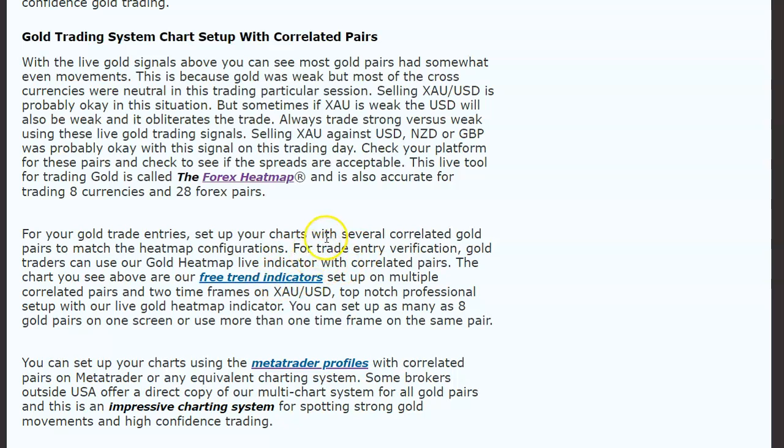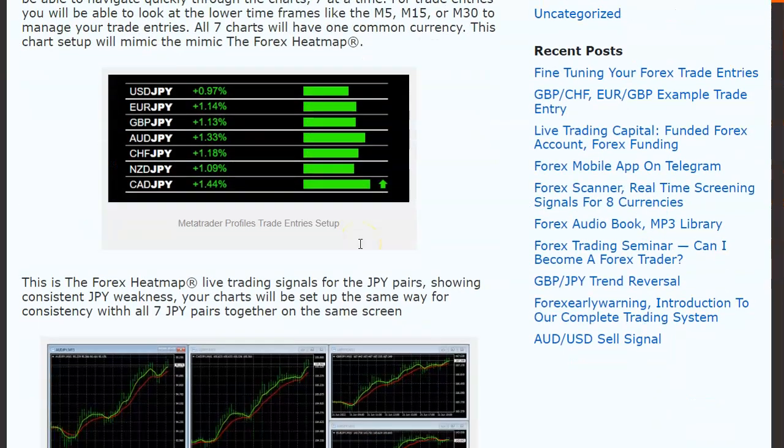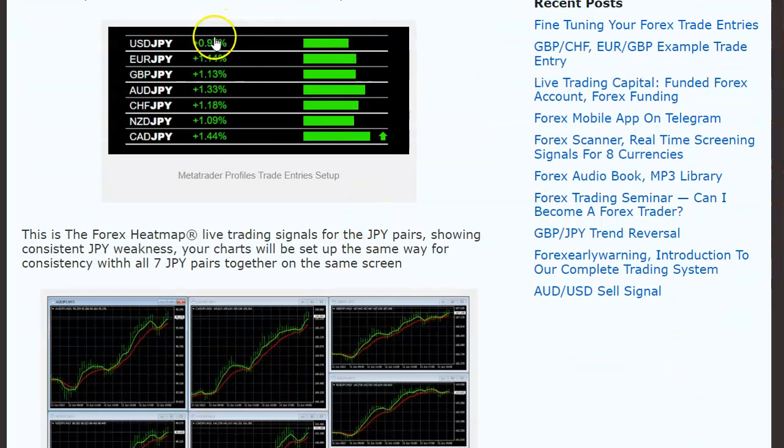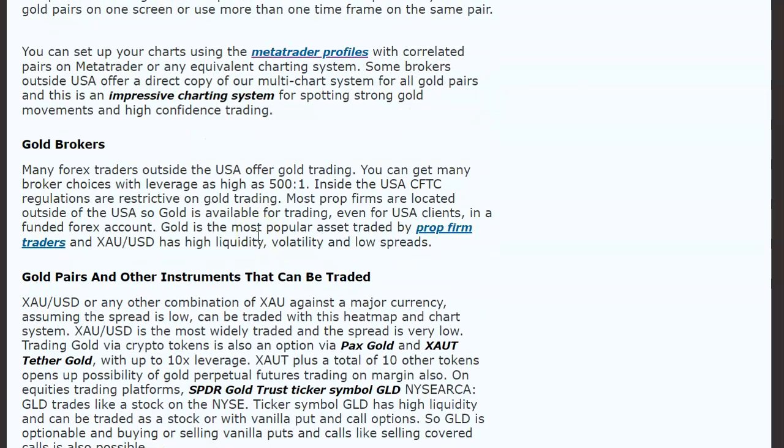Now the trend indicators you see here are the free trend indicators. Very simple set of the red and green lines you saw. You set them up according to the MetaTrader profiles or equivalent on any other chart platform. Click on that link there, you'll go over to the MetaTrader profiles. And remember, you're setting up the charts to match the Forex heat map. In this case, it would be all the gold pairs.